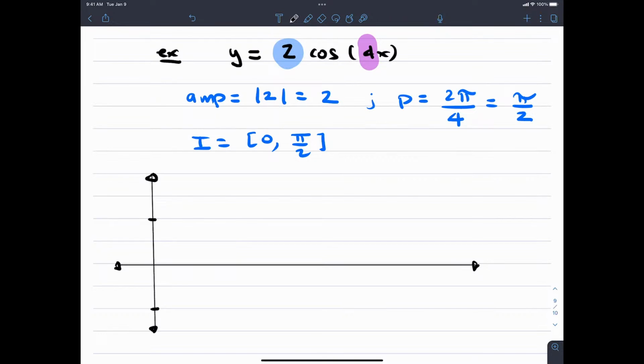Okay, you're going to use the amplitude. What's the amplitude again? 2. So what does that mean? That goes here. Is that right? That's going to be positive 2. That's going to be what? Negative 2. This is on your y-axis. Okay. How do we use the period? Well, we know we start at 0 over here, and we end where? Pi over 2. All right? You guys okay with that?